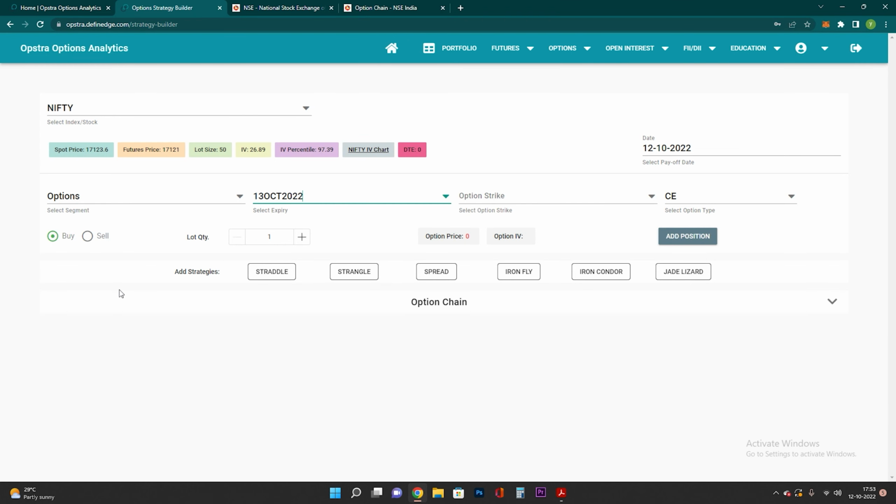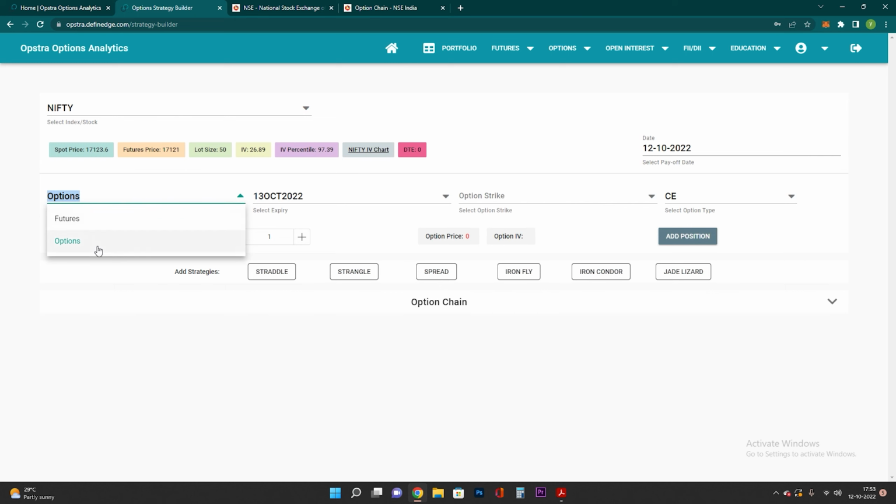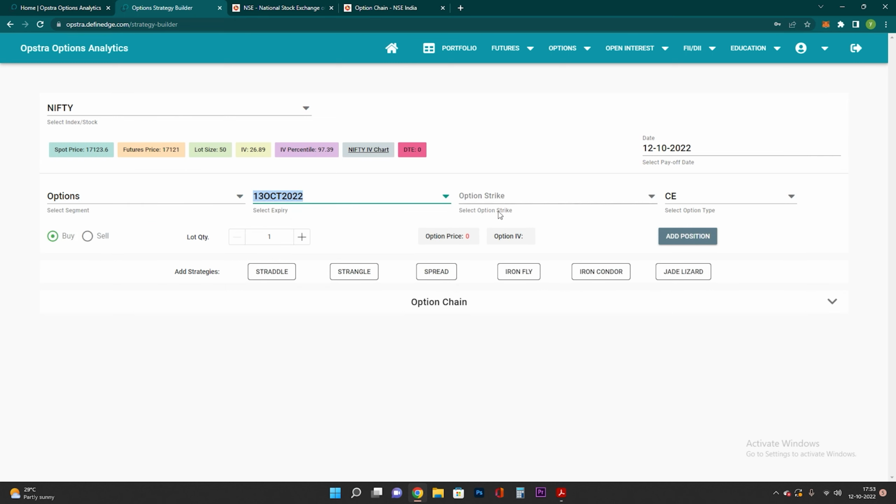So let us see it on the Opstra Definedge platform. First open index Nifty, select options, and choose the expiry date and option strike. The current spot was 17,173, so I'm expecting the market to go above 17,100. So I'm choosing the 17,100 strike price, and add position.